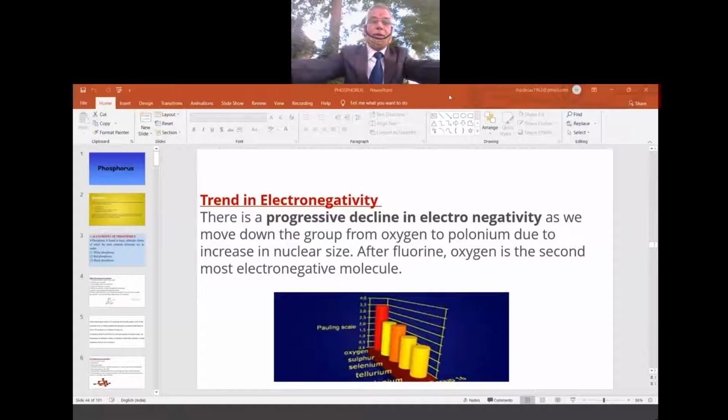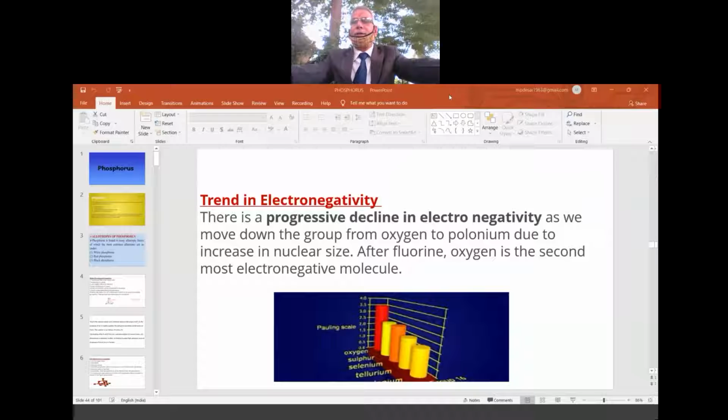Today, after understanding the trend in electronegativity of group 16, we go to the other trends. These are important, because in the previous session we learnt about more physical trends. Now we will go to chemical trends.